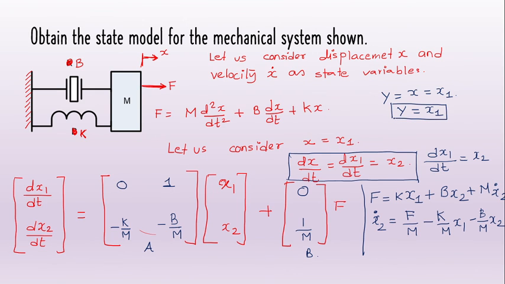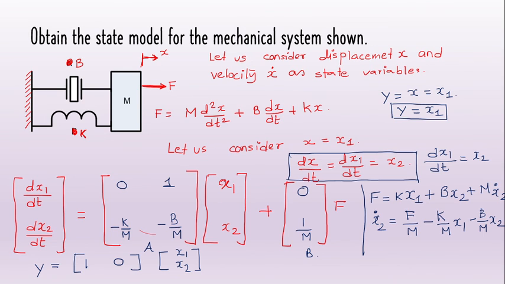If you want to write the output equation in matrix form, y equals, this will be your C matrix, times x1 and x2. This is only x1, so it will be 1 and this will be 0. There is no relation with the input. So this will be your output equation.